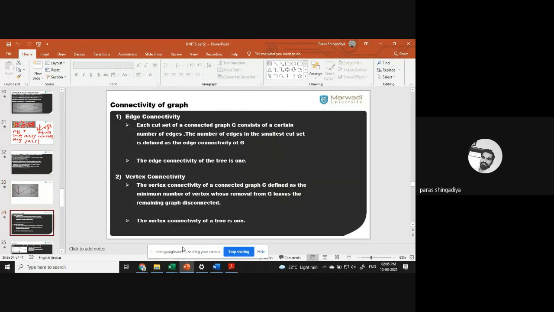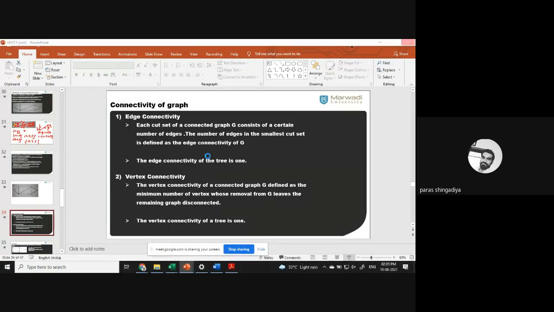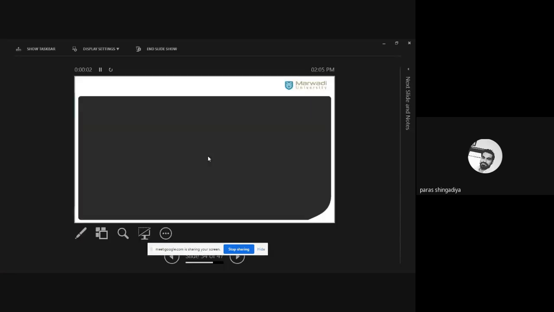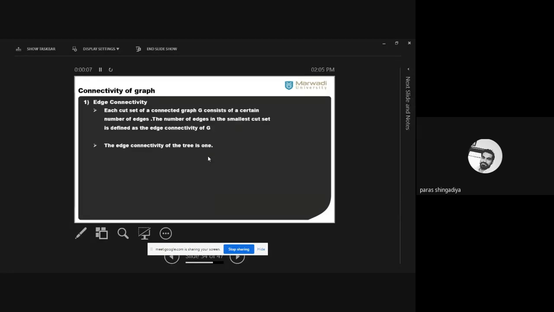Now today we'll start the next topic, that is the connectivity of the graph. So what is the meaning of connectivity of the graph? There are two types of connectivity: one is edge connectivity and the second is vertex connectivity. Connectivity means that by removing some number of edges we can make the graph disconnected, and also by removing some vertices we can make the graph disconnected. That is the meaning of connectivity of the graph.